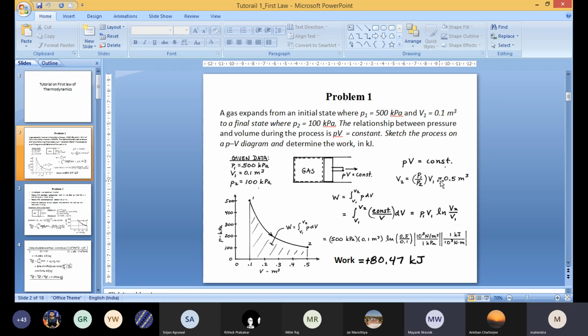What process is this? P1 is 500 kilopascal, P2 is 100 kilopascal. That means it is an expansion process. So when V1 is 0.1, V2 would be more than that. That is the reason V2 is 0.5. This is the expansion process, the same kind as your diesel engine, when combustion has taken place, that energy is pushing down the piston.